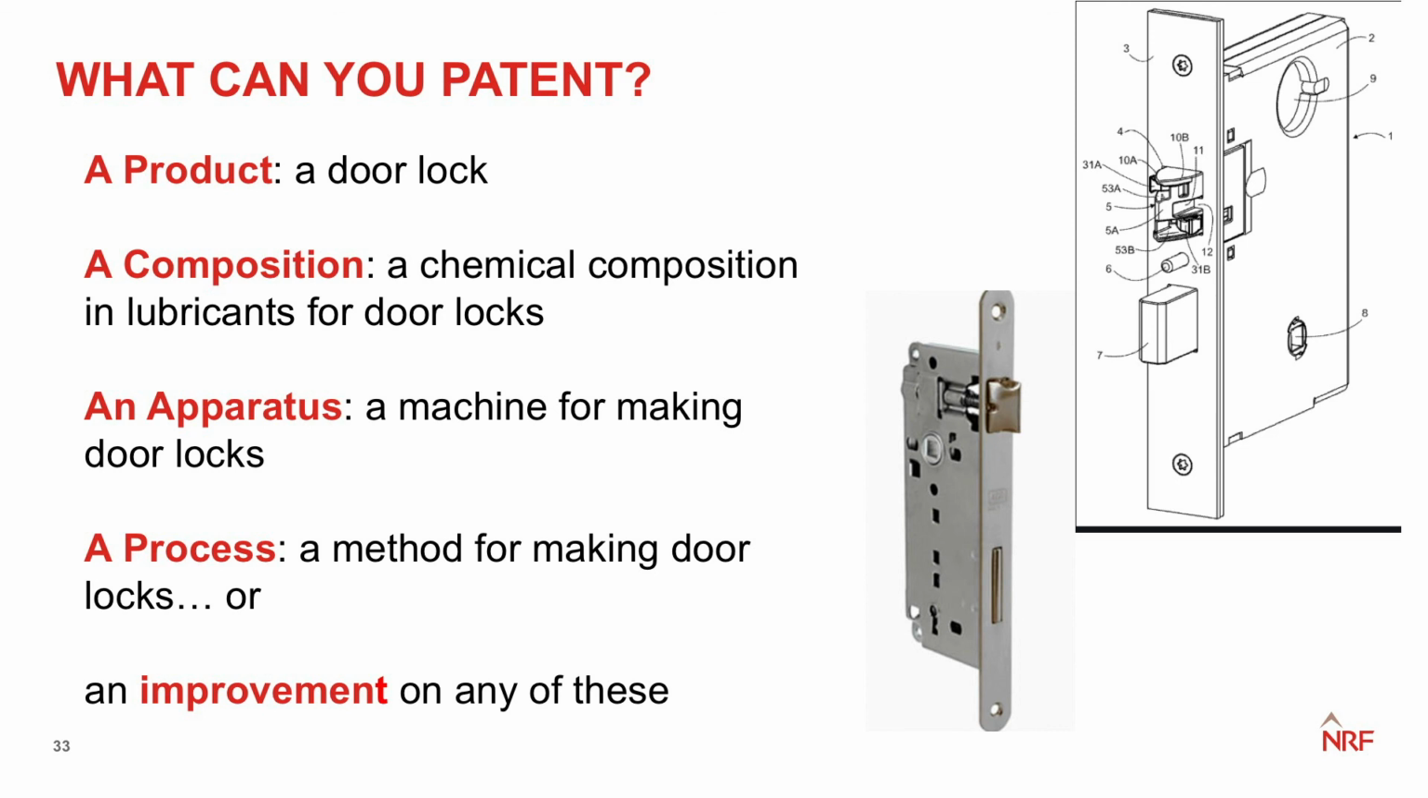An apparatus. So a machine that makes door locks. Maybe this machine has a new way of putting the pieces together. It's more efficient. Etc. A process, so a method for making door locks. Perhaps you've thought that if you put piece A, B, and C together, rather than in that particular order, rather than the way it's always been done, it makes for a stronger lock. Then at that point, you've got yourself a process, and that's inventive. And like I said, this is the most common type of thing that is patented, an improvement on any of the above products. And 90% of all new patents in Canada are actually improvements on a product, a composition, apparatus, or a process. So you don't need to reinvent the wheel. You just need to reinvent part of the wheel, I guess, improve upon the existing wheel. So fun way to remember what you can patent.